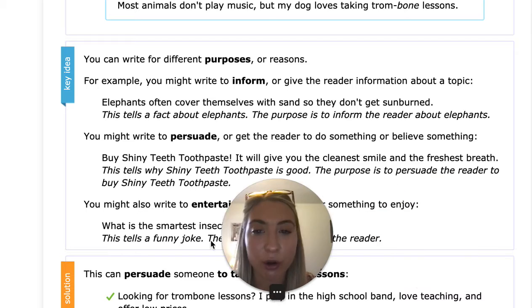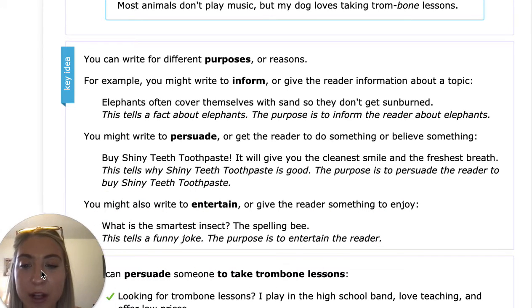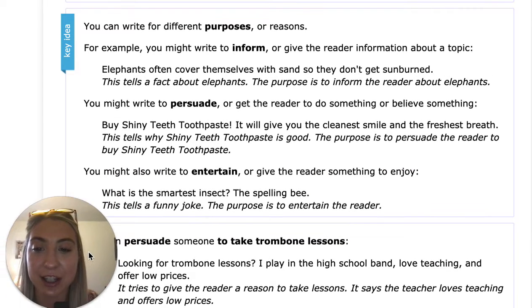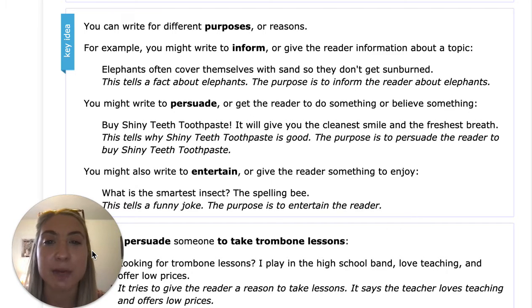So we're just going to go through this one more time just to go into a little bit more depth about each purpose. So we have PIE, we have persuade, inform, entertain. These are the 3 different purposes authors might write something.